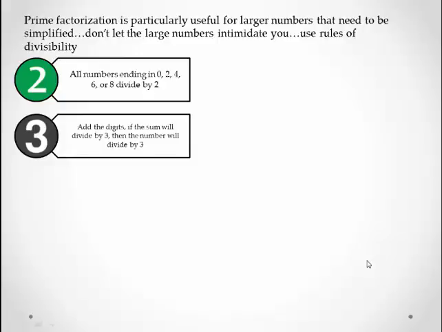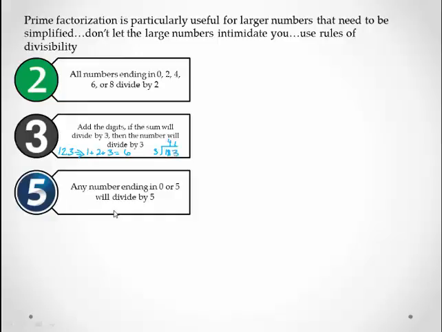For 3, we're going to add the digits, and if the sum will divide by 3, then the number will divide by 3. For example, I want to know if 123 will divide by 3. 1 plus 2 plus 3 is 6. 6 divides by 3. So 123 will divide evenly by 3 as well, 41 times. So you can take the digits of the number, no matter how long it is, add them all together. And if that sum will divide by 3, then you know the whole thing will divide by 3.